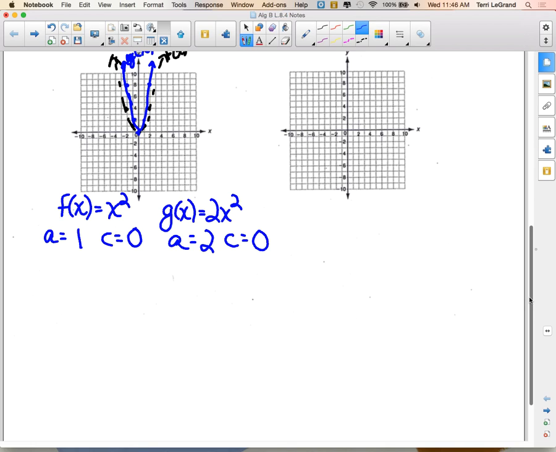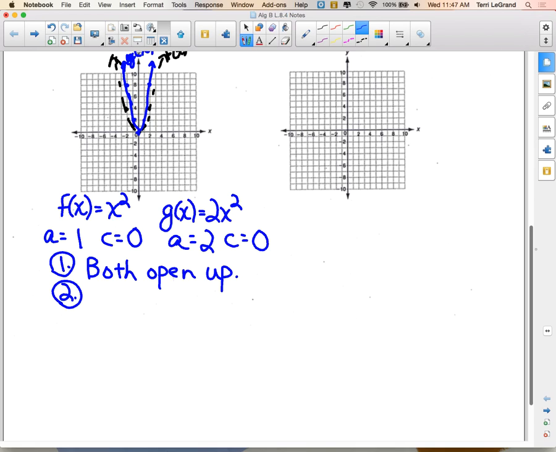Okay, so let's first state. Number 1, because they both have a positive a, they both open up. That's what we should expect on the graph. And then, do they both open up? Okay. Number 2.